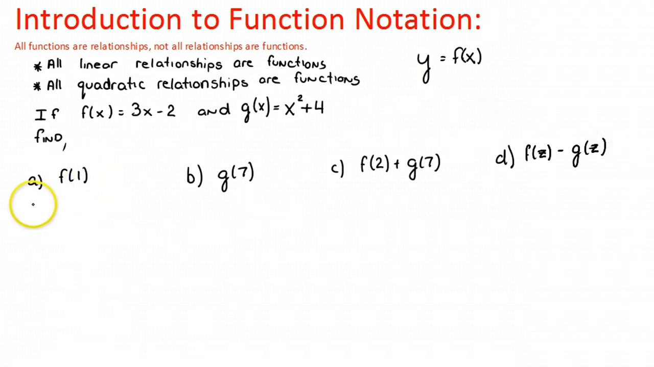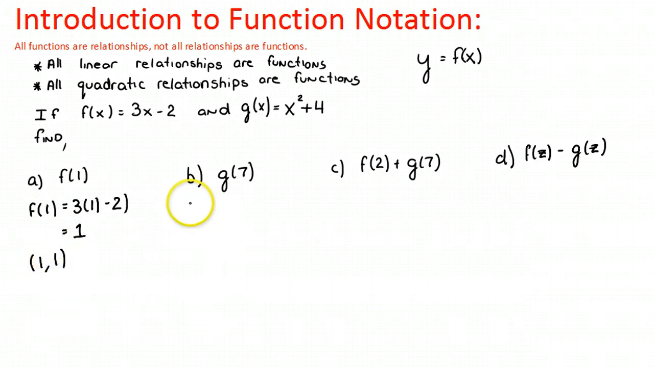So all this means is we just simply take function f and we substitute 1 for all the x's. So 3 times 1 minus 2. 3 times 1 is 3, minus 2 is 1. So f at 1 is 1. That means on the graph we have the point 1, 1.